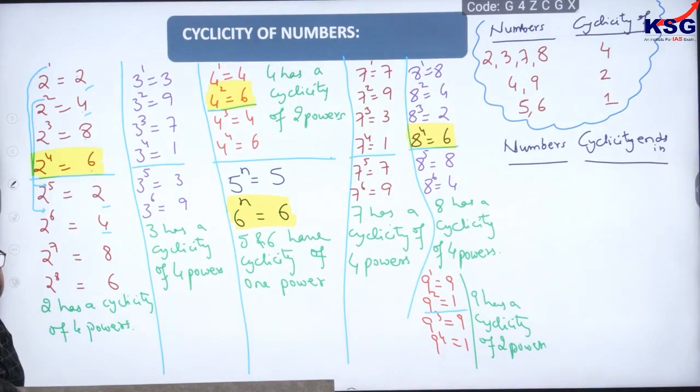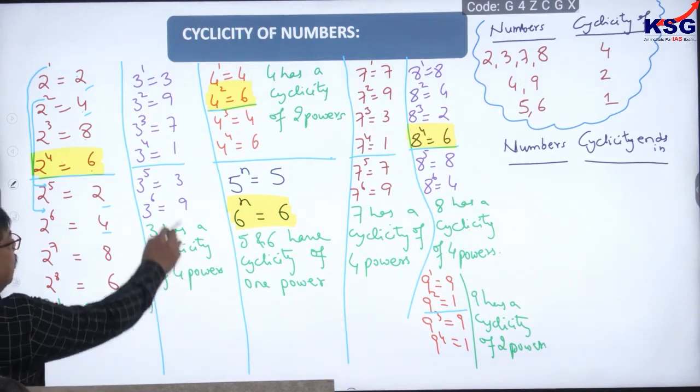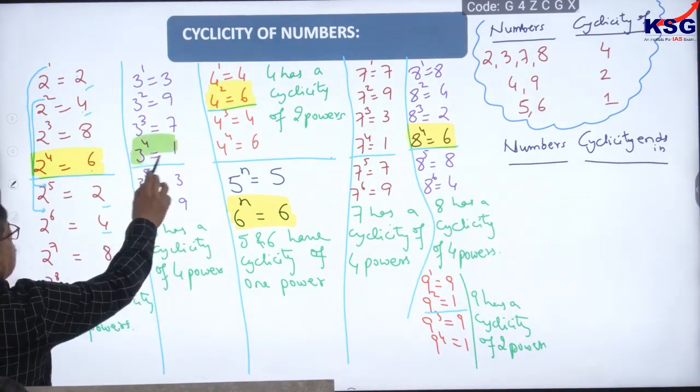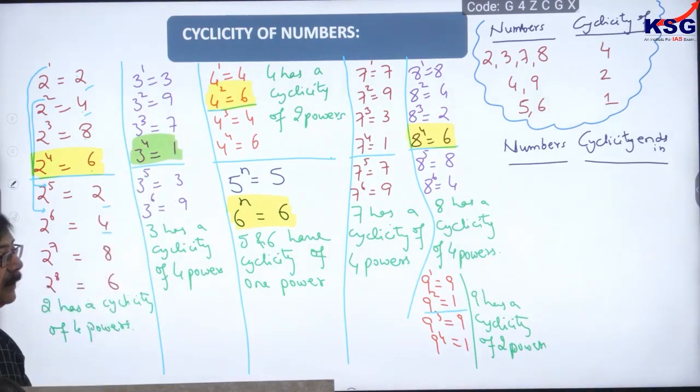Now let us observe odd numbers. Odd numbers are 3, 5, 7, 9. But 5 we will keep separate. Why? Because 5 to the power of anything is 5 only. So apart from 5, which are the odd numbers that we have? 3, 7 and 9. Alright. So watch 3. 3 has a cyclicity of 4 powers. So 3 to the power of 4, what do you get? 1.